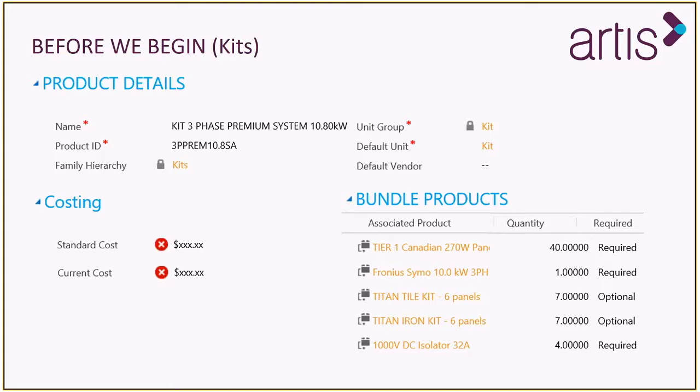So on the right hand side there you can see our bundle of products, which is made up of panels, the mounting kits for the roof, the isolator, etc. And we also record whether or not those products as part of this product bundle are required in the kit or whether they might be optional. So a good example here is that we've got a kit that we're going to fix to a roof, but we need to know what type of roof it's going to go on in order to make sure we have the right mounting kit for that.